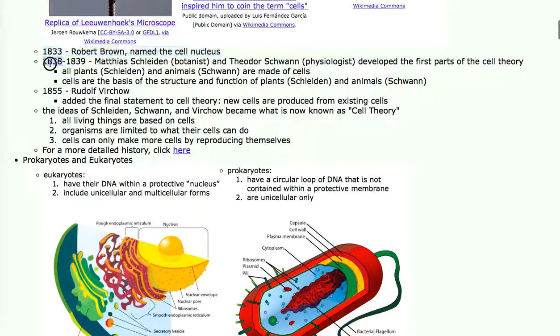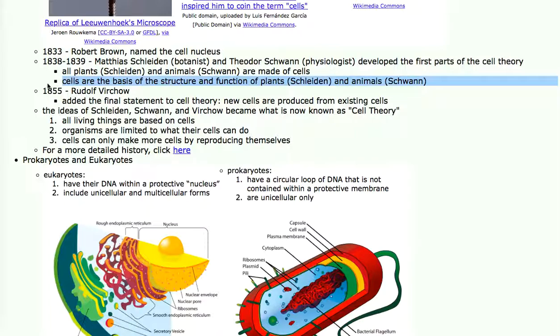And then between 1838 and 1839, Matthias Schleiden, who was a botanist, and Theodor Schwann, who was a physiologist, developed the first parts of the cell theory, which we hold as a foundational concept in biology today. The concept is that all plants and animals, the plant part with Schleiden and the animal part with Schwann, are made of cells. Okay, and cells are the basis of the structure and the function of those plants and animals. So those were the first two parts.